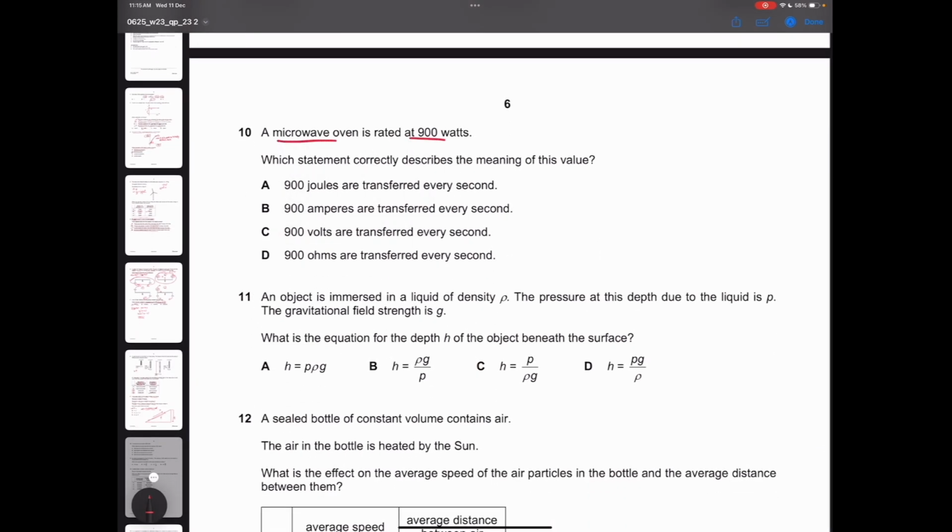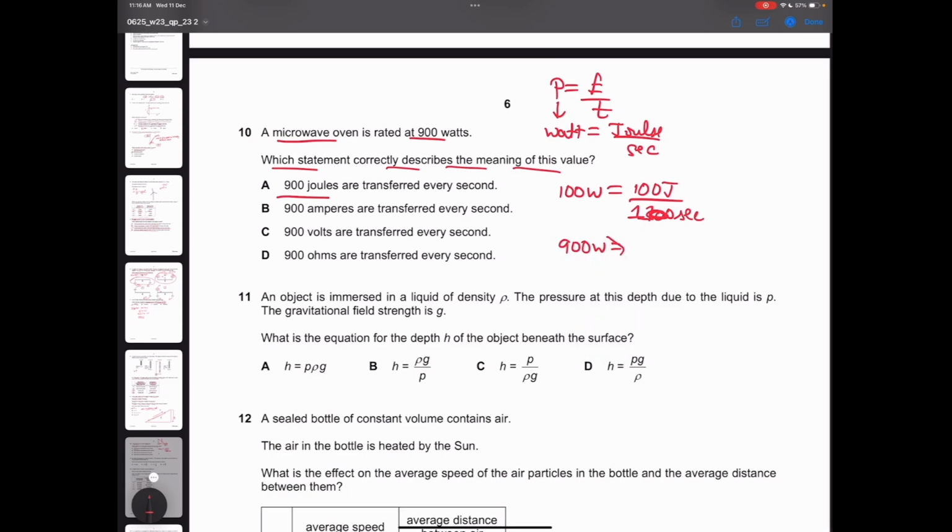A microwave oven is rated 900 watts. Which statement correctly describes the meaning of this value? Now see, we know that power is equal to energy over time, and we have studied that power's unit is watt, energy's unit is joules and time unit is seconds. So when we are saying 100 watt, it clearly means 100 joules of energy in 1 second. Then only it will come out to be 100 watts. So in the same way, when 900 watts is written, it means 900 joules of energy is passing through every 1 second. So you know the answer.